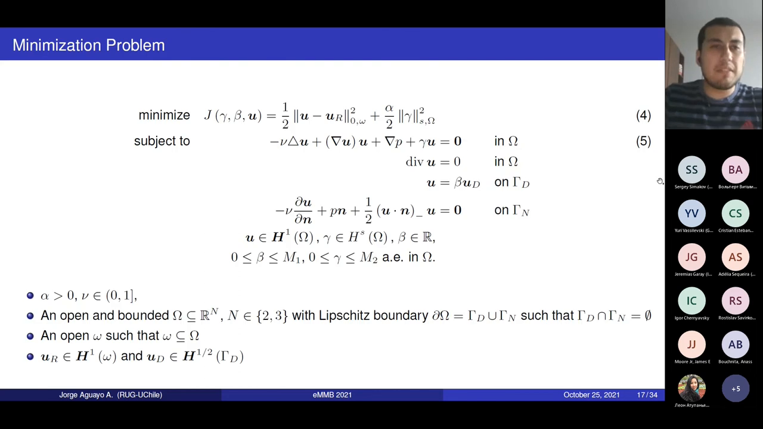The idea is to solve this minimization problem. We can have this functional that we can minimize. The idea is to reduce the error in some measurement region, and we can add some stabilization terms to this functional. The idea is to recover the gamma function, the permeability, that allows to obtain the valves, and also the maximum velocity in the entry.